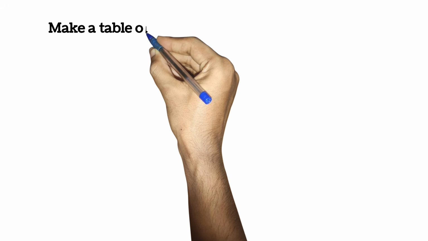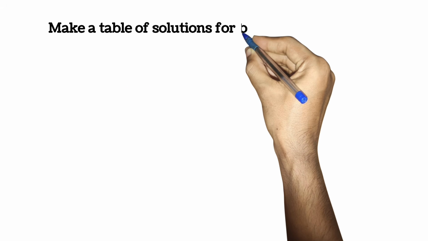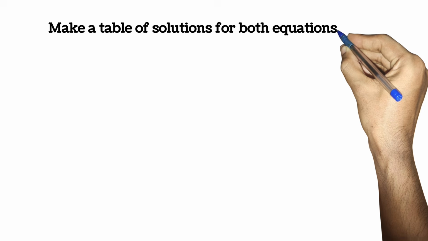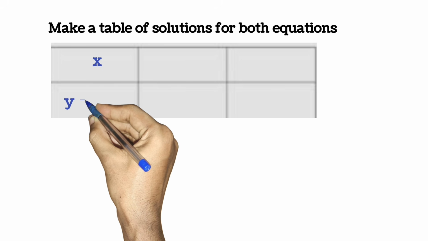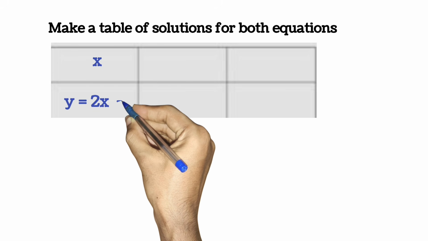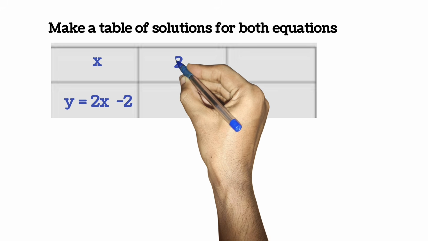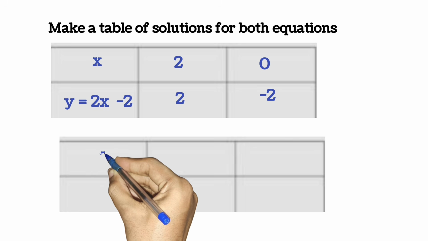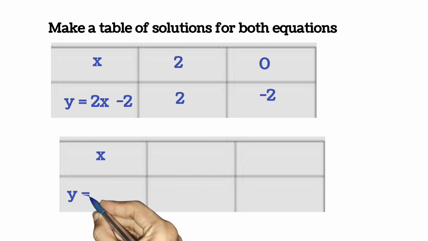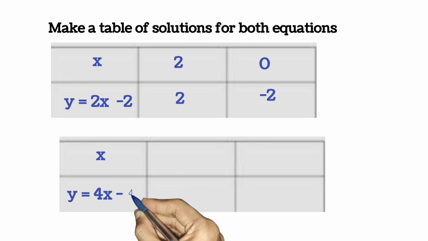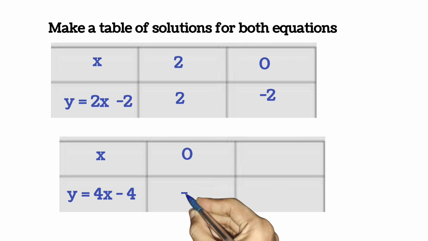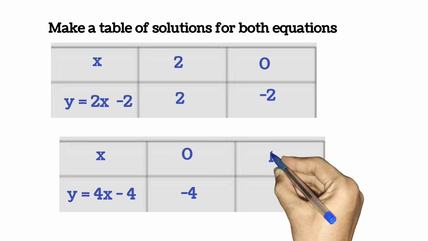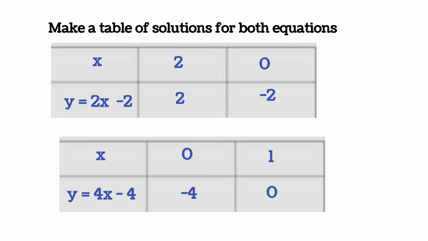Make a table of solutions for both equations. First we take x and y = 2x - 2. If we put x = 2, we get y = 2. And if we put x = 0, then y = -2. Another one, x and y = 4x - 4. If we put x = 0, then we get y = -4. And if we put x = 1, we get y = 0.